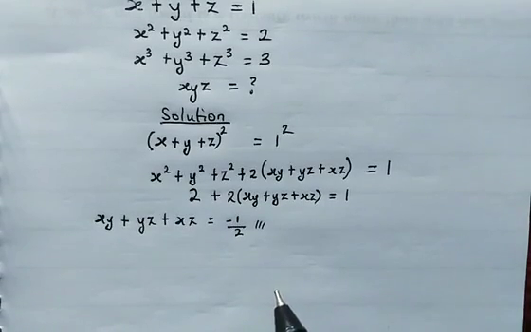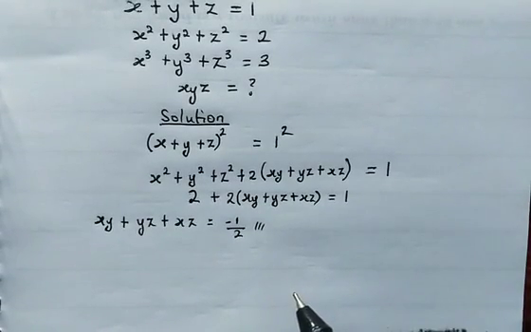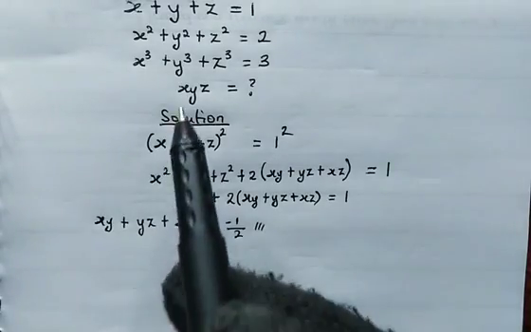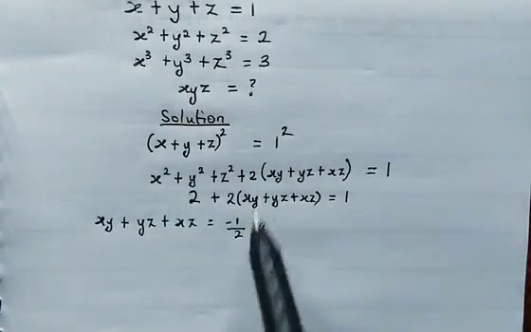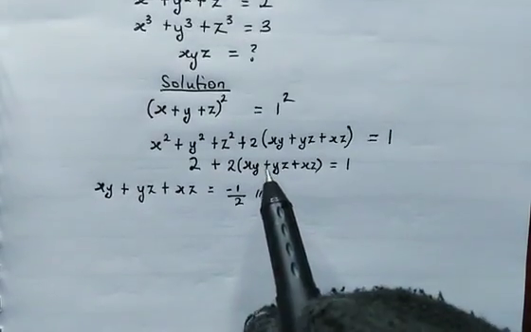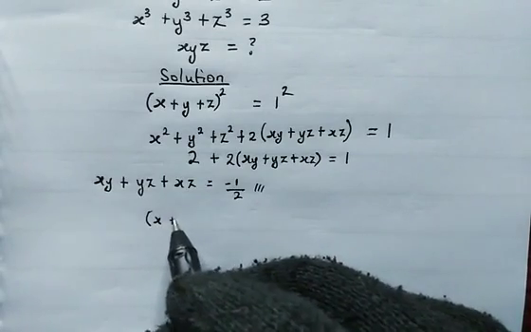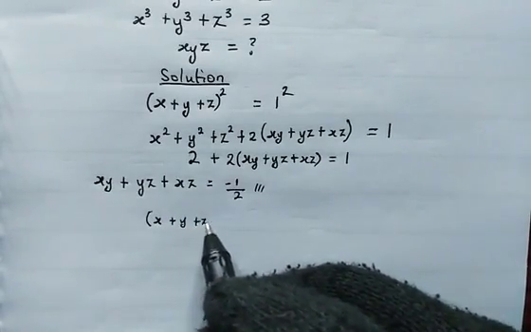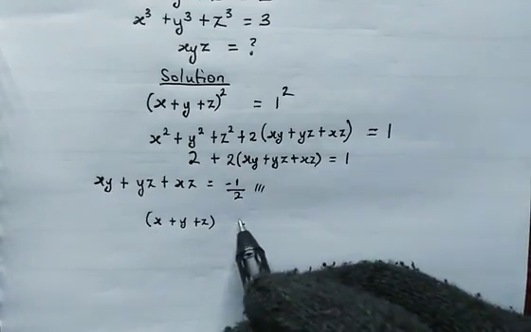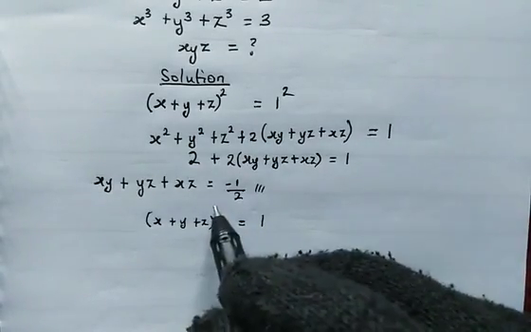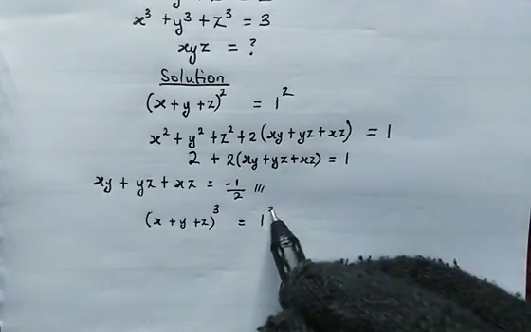Awesome. Okay, but this is not the solution yet, right? Because we're going to find x times y times z. Okay, now from equation 1 again, we have x plus y plus z equals 1. This time around, let's go ahead and cube both sides.